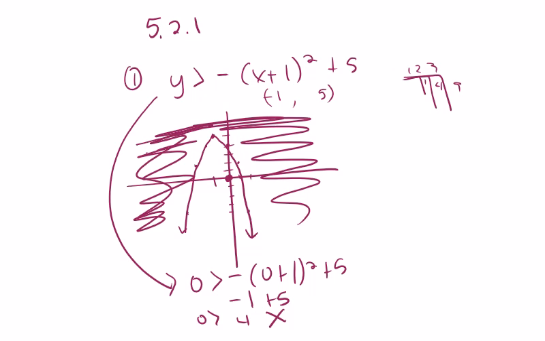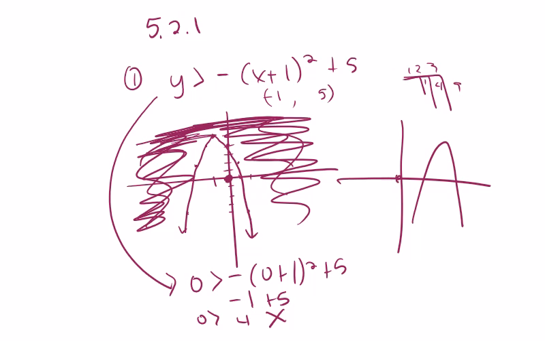So basically you're either shading inside the parabola or outside the parabola. So I tested the ordered pair 0, 0. Now if that had been true, I would have shaded where that is. I would have shaded inside. So let's say that I have a graph that looks like this. And I test the ordered pair 0, 0 and it's true. Well, then I would shade all of this. If I test the ordered pair 0, 0 and it's not true, then I would shade all of this. So you either shade where the point is or you shade where the point isn't, if that makes sense.